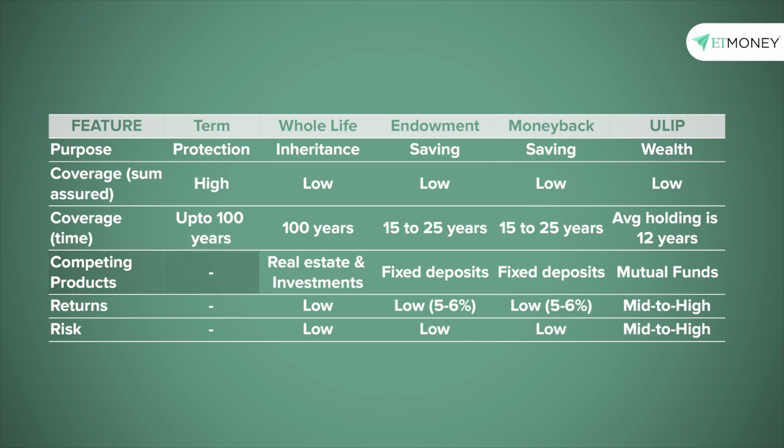The other difference area we would want to highlight here is on competing products. So in the case of term insurance, there are no competing products, which means if you were to die today, there is no financial instrument that will pull out a crore of rupees and give it to your family. However, the other life insurance products have strong competitors, with the whole life policy competing with investment products and real estate, endowment and money back competing with fixed deposits, and ULIPs often drawing swords with mutual funds.